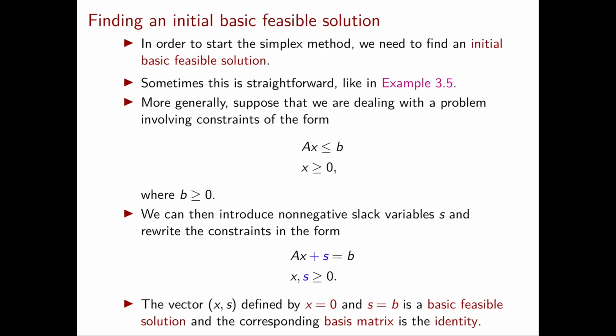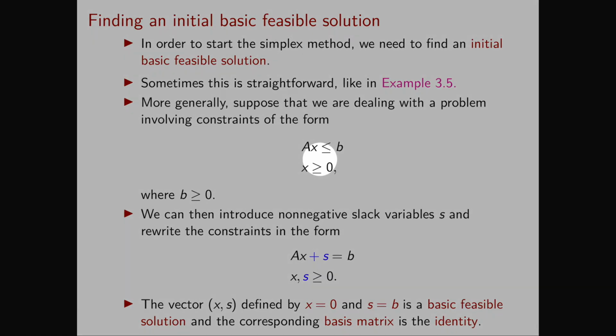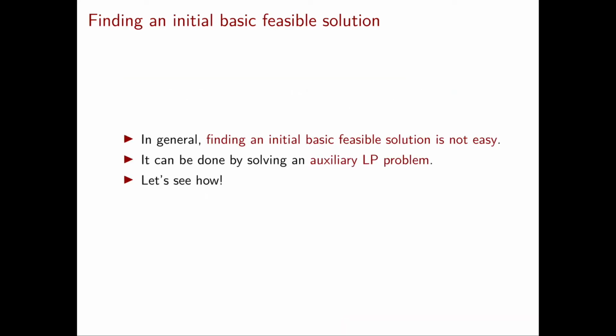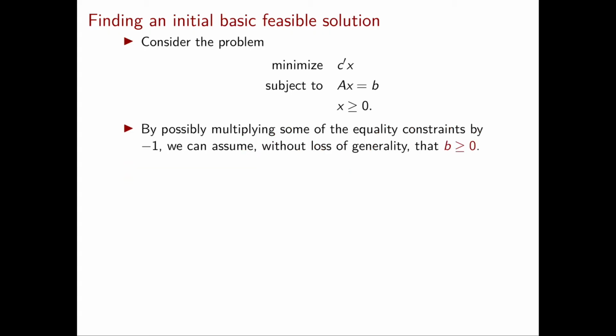As you can see here, the assumption that b is ≥ 0 is fundamental, because otherwise this basic solution would be infeasible. Therefore, if in our given problem the constraints are of the form Ax ≤ b, x ≥ 0, where b is ≥ 0, then we can obtain such a basic feasible solution in a super simple way. However, in general, finding an initial basic feasible solution is not easy. In this video, we will see how we can do that. And essentially, to find it, we need to solve another linear programming problem that is called the auxiliary linear programming problem. So now let's consider the general case.